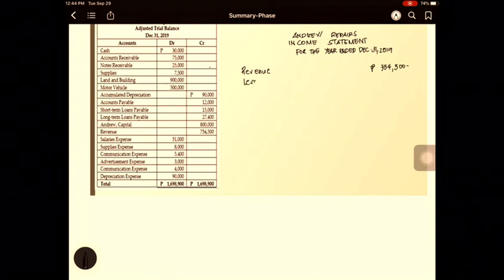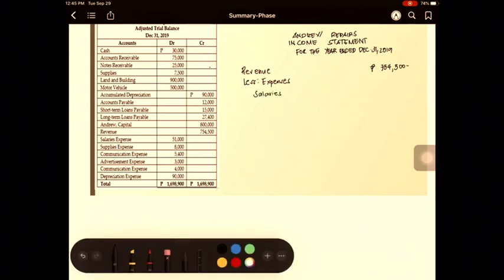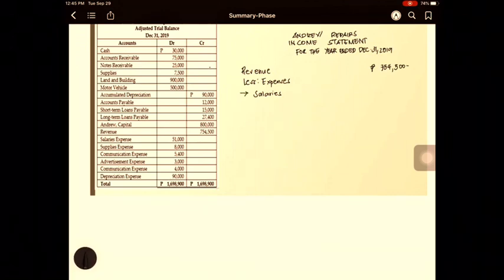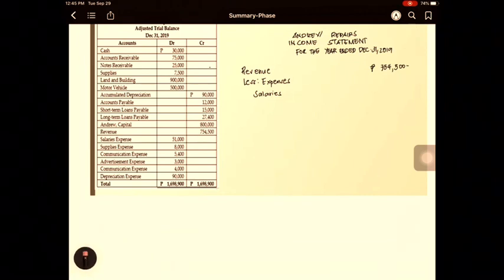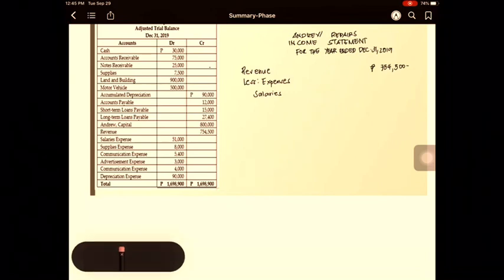After computing for the revenue, the next thing that we have to do is of course to deduct the total expenses that were incurred by Andrew Repairs. What are the expenses again? We have your salaries expense. Do not forget to put an indentation here. It's very important so that your report would be easy to understand and interpret. So, salaries expense.